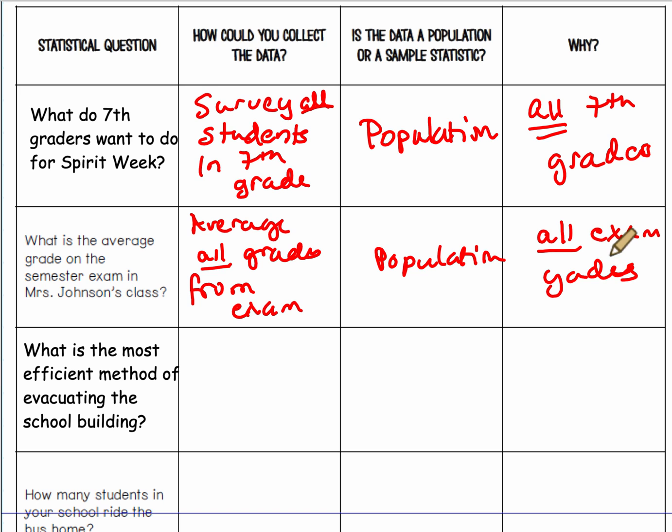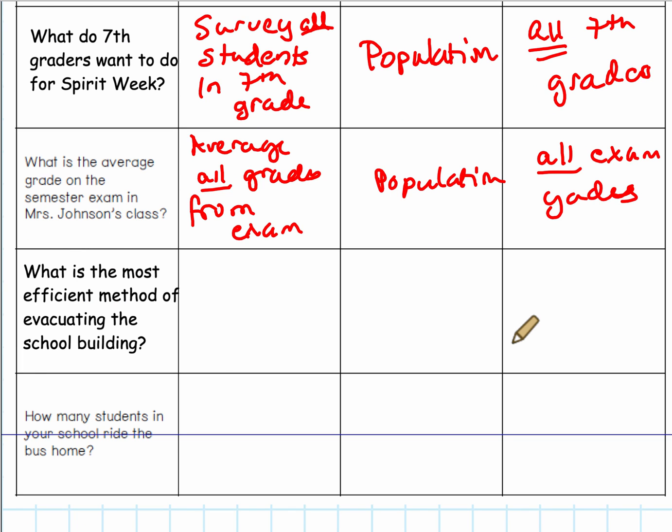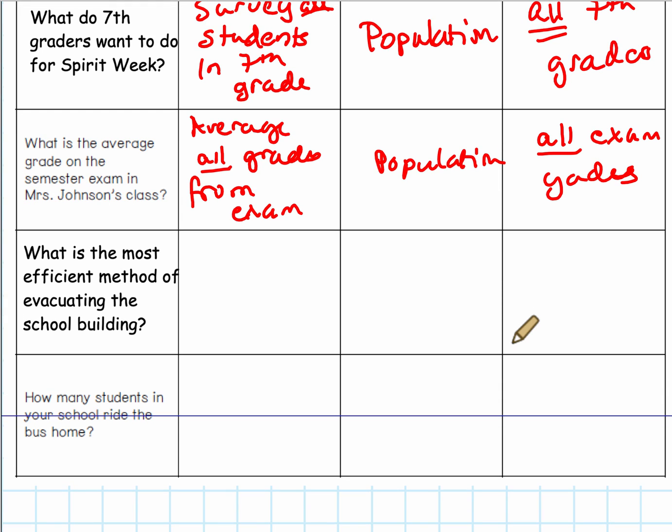Okay, what is the most efficient method of evacuating a school building? Well, we would go ahead and we would probably try and time methods of evacuating.